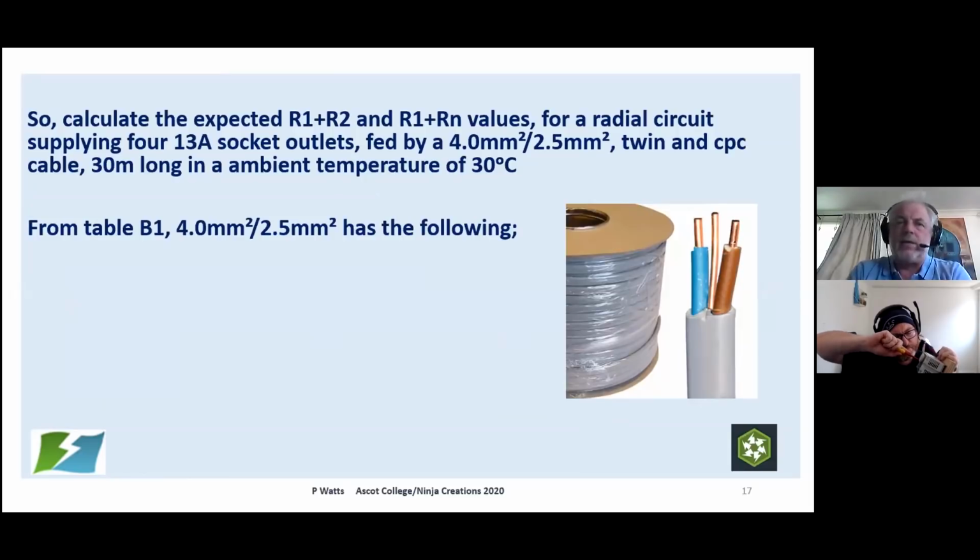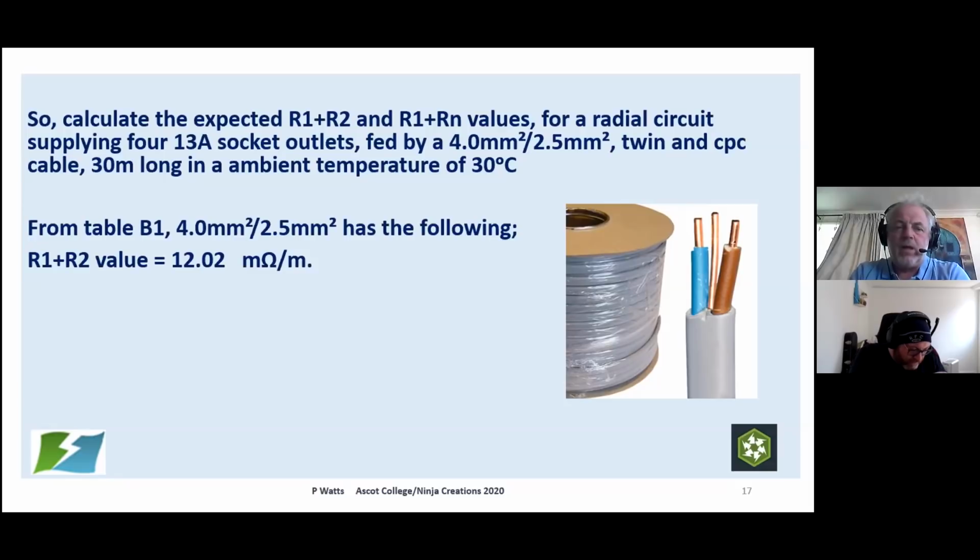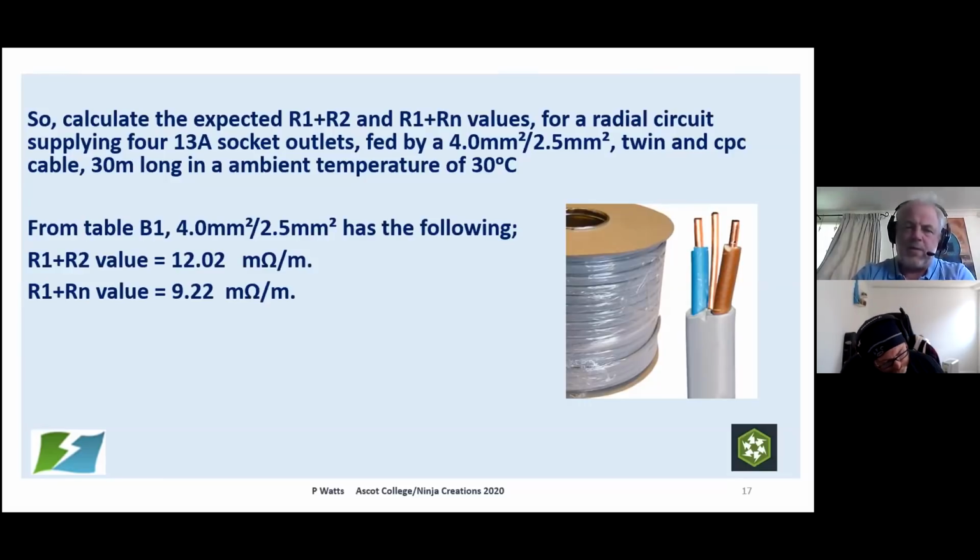Okay, we need to get the following information. First of all, we need to look at table B1 and we get the values for the cables. So we're looking at a 4mm with a 2.5 CPC. The R1+R2 value is 12.02 milliohms for every meter. The R1+Rn value is 9.22 milliohms per meter. Those are the values at 20 degrees C.